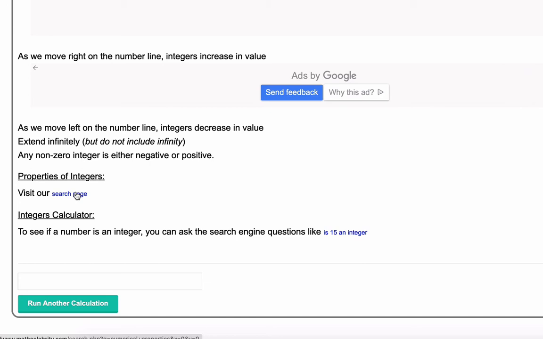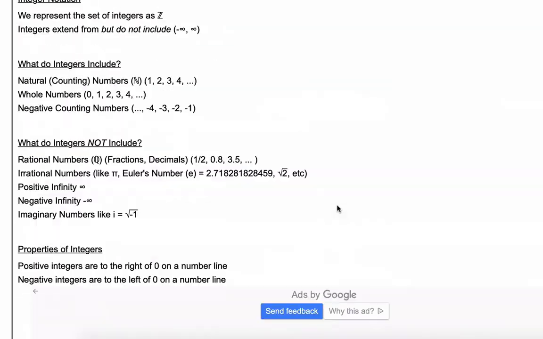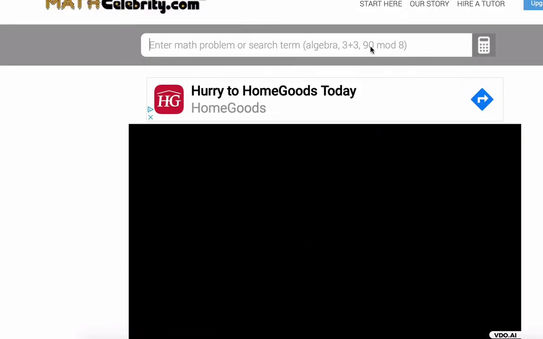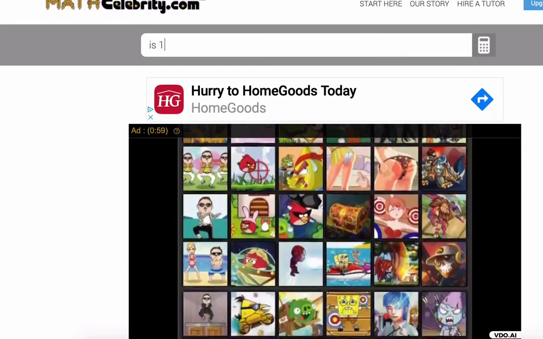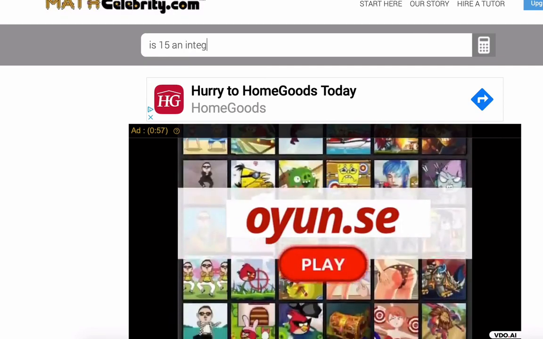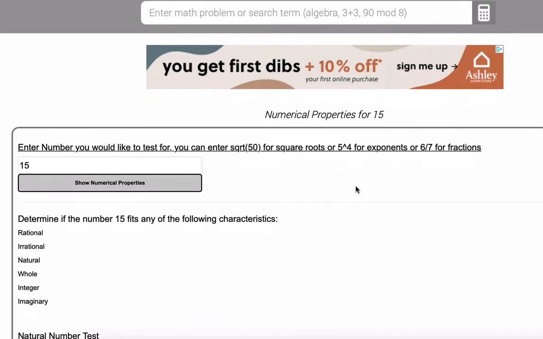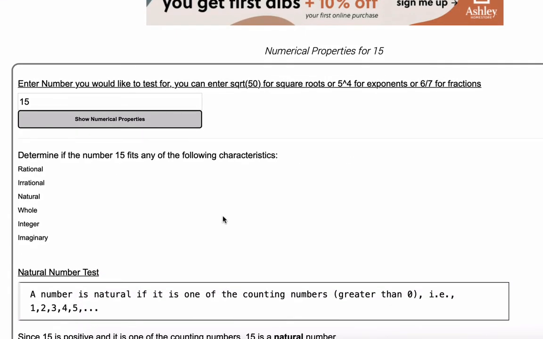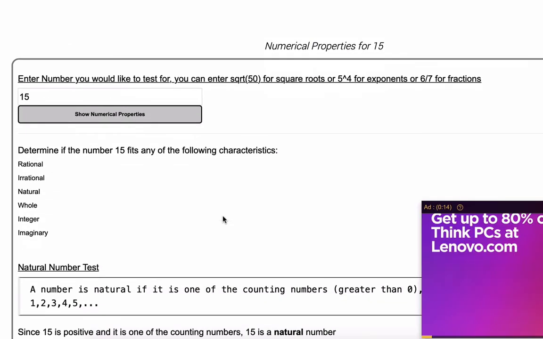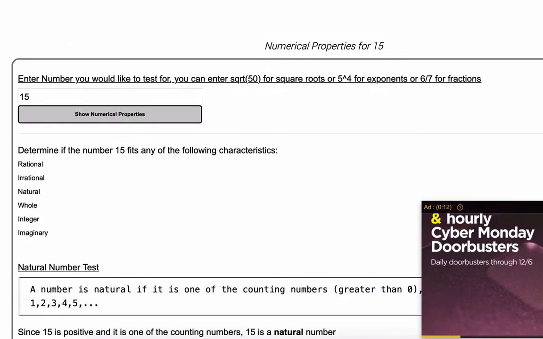And now for the grand finale. I promised you at the beginning of this video, if you stuck around, you could find a way in a split second how to ask if any number is an integer or not. So you can go in this box here, and you can ask something like, is 15 an integer? You click return, and it will walk you through all these tests: natural numbers, rational numbers, irrational.